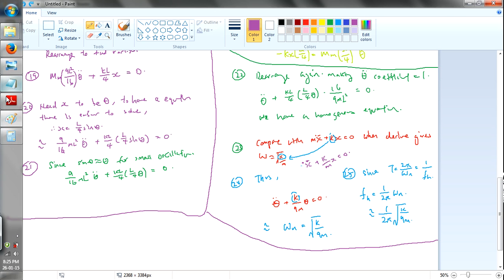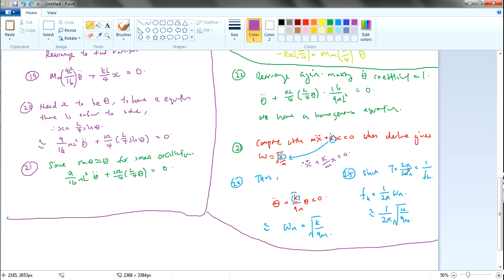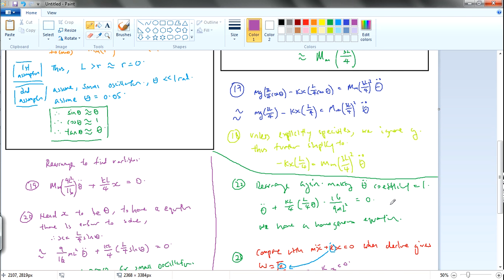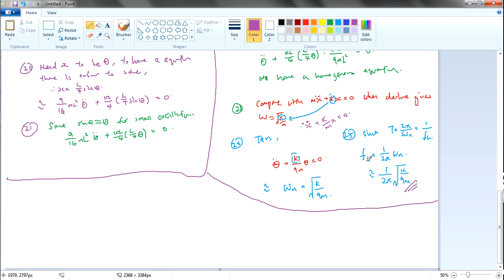As for this system, since T, the period, is equal to 2 pi over the natural frequency, and it's also equal to 1 over the frequency, you can just flip it, then 1 over 2 pi times the natural frequency. So we will have this answer over here. And I hope it's pretty much clear. And yeah. So next video I'll just summarize everything, and then that's it.